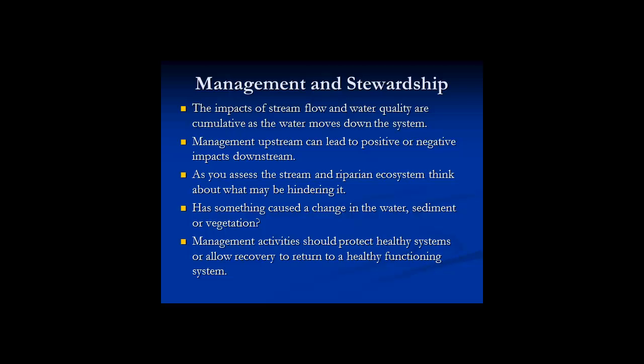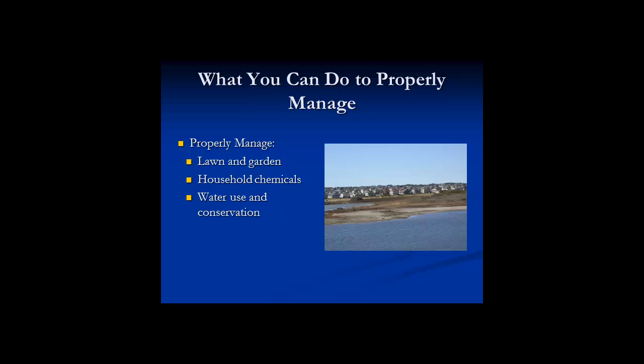So what can we do? What can we do to manage properly in our area, even at around the home or on our ag properties? If you have a lawn and garden, there's some activities we can do there. Managing properly household chemicals, and water use and conservation, of course, are going to be big, and big now while we're still feeling the impacts of the drought.